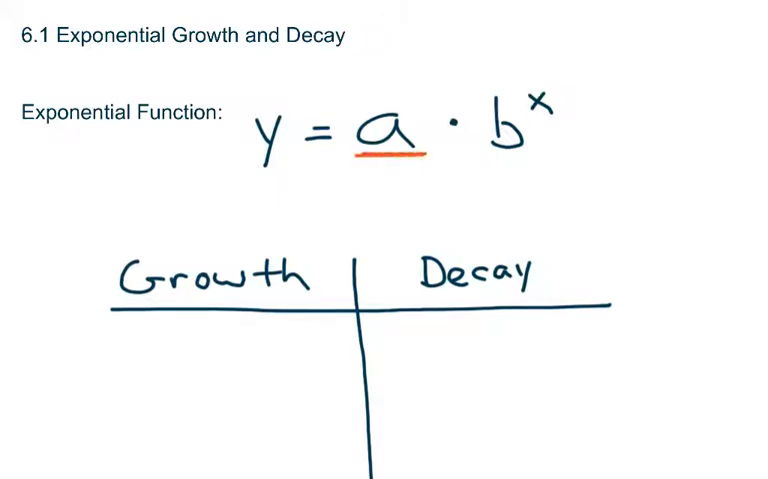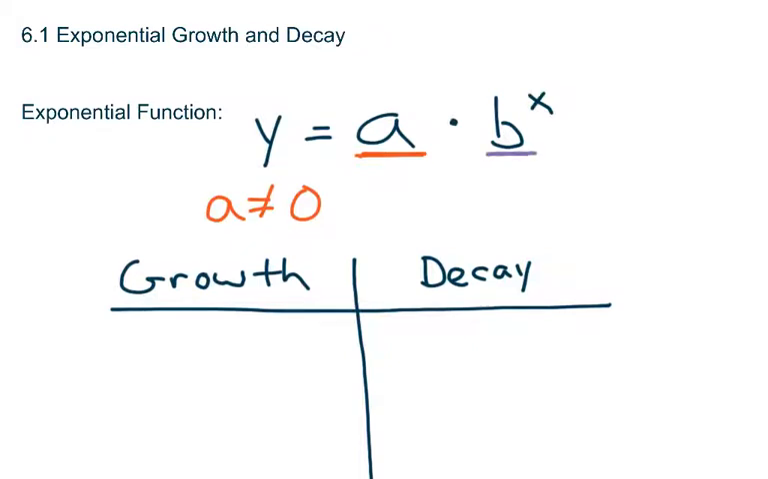Your a value here, this number out front, it cannot be 0. And that should make sense because if this was 0, this is 0 times anything, and 0 times anything is always going to be 0. So just know that your a value cannot be 0. You're not going to run into any situations where that happens, but just so you are aware.